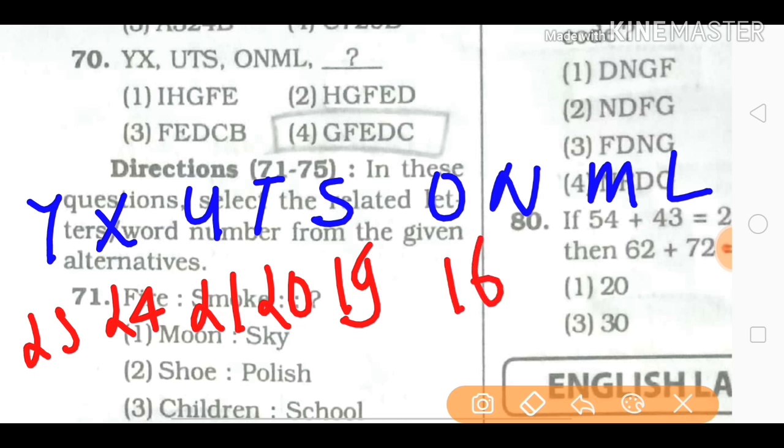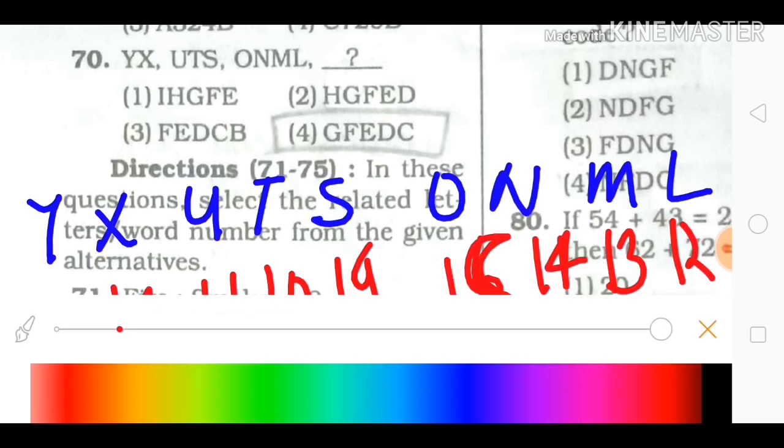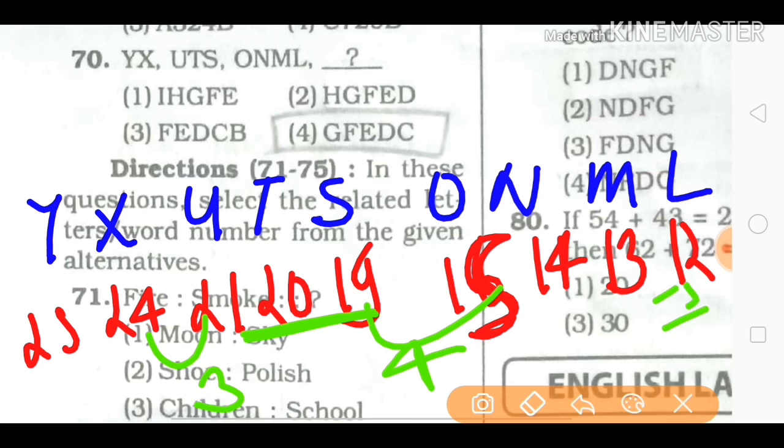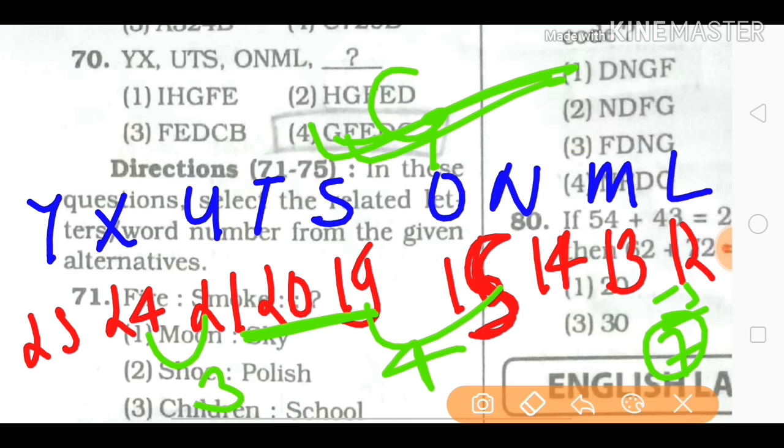Then 16, 14, it's not 16, it's 15, 13, 12. If you will see, the gap between is 3, then the numbers continue. Here also the gap between is 4, right? So the next gap should be 5, and 12 minus 5, what? 7. 7 is what? G, and G is in this answer, right? So this is your answer.